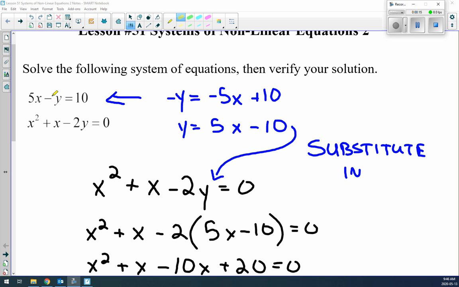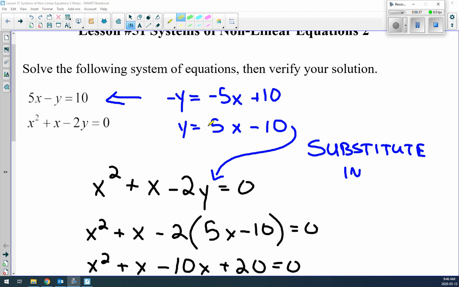So look at the first one. First one's linear. Second one's quadratic. So there's multiple ways to do it. You could either do it by elimination or substitution. This one I did substitution, just to show something different. So the first one, what we need to do is rearrange it so it's y equals. So you move the 5x over to the other side. You've got to get rid of the negative, so we end up with y equals 5x minus 10. That's just rearrangement of equations.